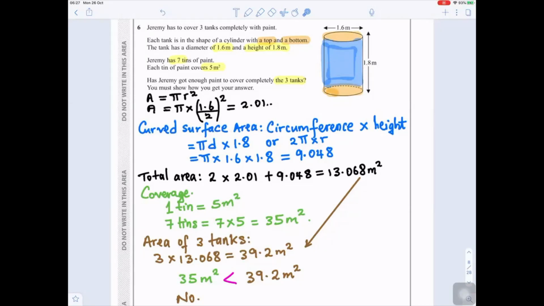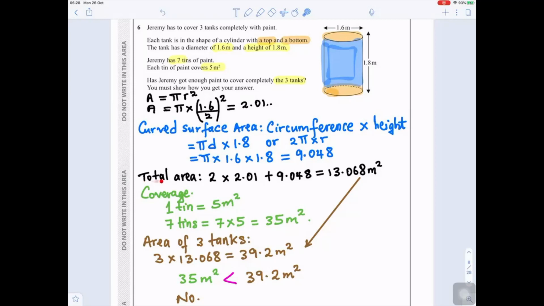Now we want the curved surface area, which is the blue part. The curved surface area is the circumference times the height. Circumference is given by 2 pi r, or you can find it as pi d. So pi times diameter, which is 1.6, times 1.8, which is the height, gives you 9.048.